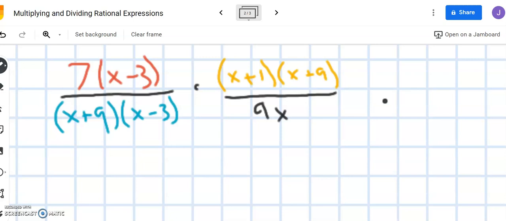Now what we're going to do is look for any matching factors that we can reduce out. Basically, anything that appears in both the top and bottom of a fraction will cancel out when I do my simplification. So these x minus 3s can go away, as well as the x plus 9s. Notice the 7 does not repeat, the x plus 1 does not repeat, and the 9x does not repeat. So after I've done all of my simplifying, my final answer is going to look like this.